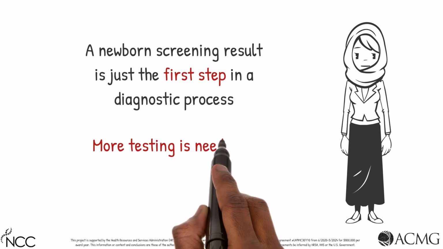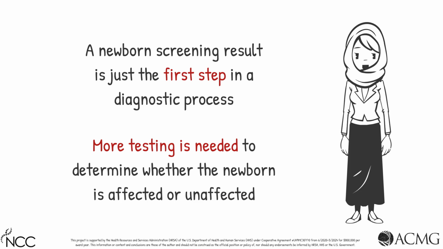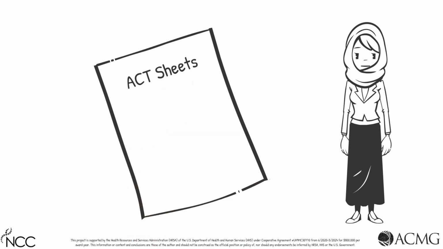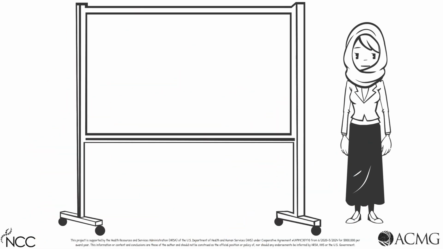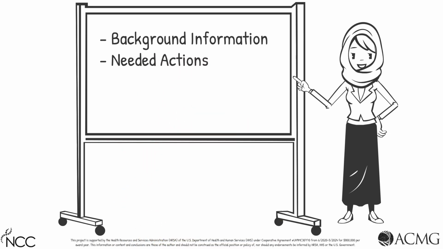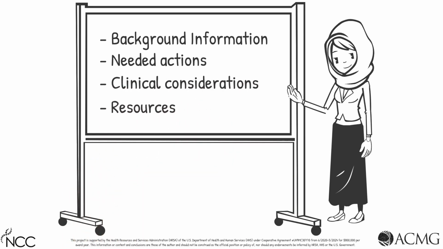Further testing and evaluations are needed to determine if the newborn has the disease, a true positive result, or is unaffected, a false positive result. The ACT sheets are intended to provide an overview of the diseases identified by newborn screening and clear next steps for the management of a positive newborn screening result. This session will cover background information on Krabbe disease, including clinical features and the underlying genetic cause, actions a primary care provider needs to take upon receiving a screen-positive test result for Krabbe disease, clinical considerations, and supplemental resources.